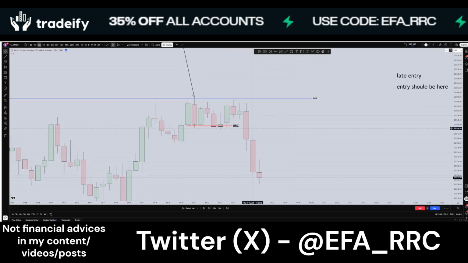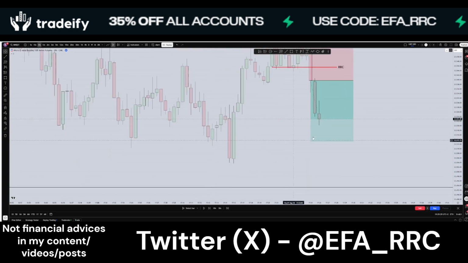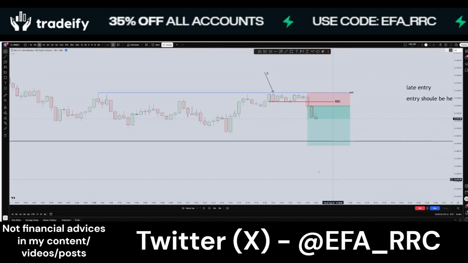But I wait for strong confirmation, and strong confirmation happened here. This candle smashed through the RRC level, also smashed through this low, which caused some bounce from this level, and closed strong below it. And the best entry will be here with the stop loss on the swing point, and you can go take profit 1 to 2 or 1 to 3. 1 to 2 is now the minimum for me.